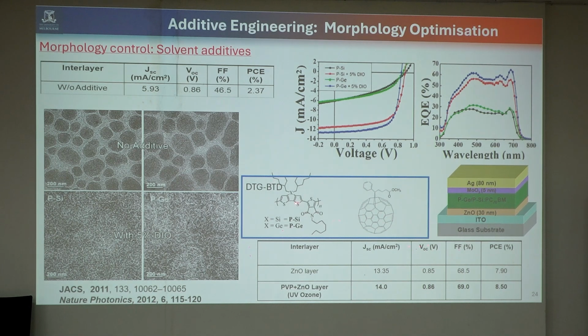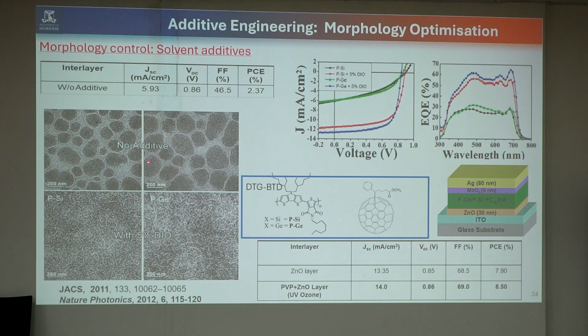Take this active layer, mix with the DTS, BTD and the PCBM. Only a very small amount, like 20 or 30 microliter. For 1 ml solution, we use only 30 microliter of this solvent. That will change the morphology hugely. So if you are not adding the solvent, like I showed before, it gives very big domains of about 500 nanometers, which is not good.